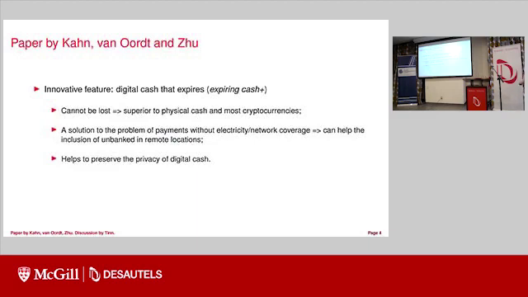Overall, what the paper highlights is that there is a possibility to have digital or expiring cash that is superior to physical cash because it cannot be lost. It also helps with payments without electricity and network coverage, as well as in remote areas. And one needs to keep in mind that the worldwide unbanked population is probably around 30%, and even in countries like Canada, it is 6%. So it's not a negligible part of individuals, who, as the first keynote speech emphasized as well, could be increasingly excluded from this digital economy.